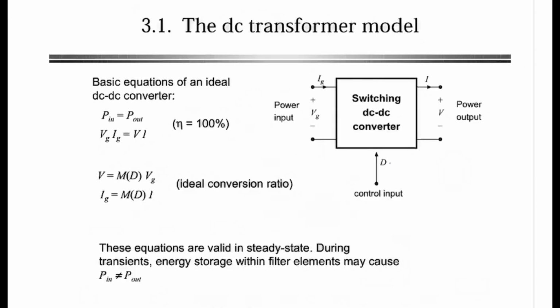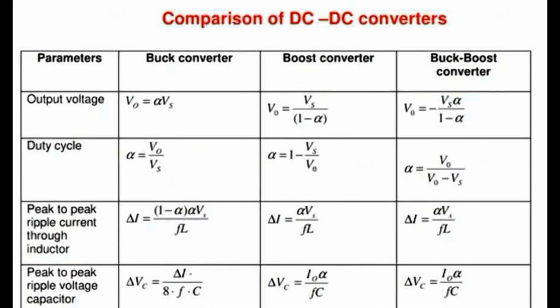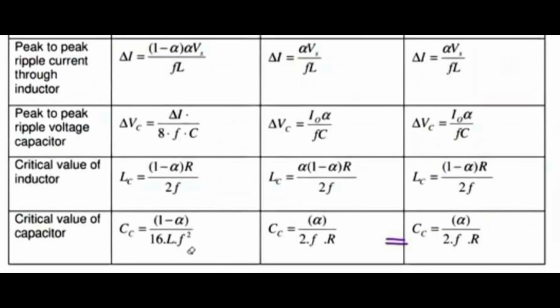So when we write it in terms of transfer function, we can write it as V is equal to M times D times Vg. And in terms of current, similarly, Ig is equal to M times D times I. So this is the comparison of DC to DC converters in terms of output voltage, duty cycle, peak-to-peak ripple current through the inductor, peak-to-peak ripple voltage through the capacitor, critical value of the inductor, and the critical value of the capacitor. So these formulas are important to solve our DC to DC converter problems.